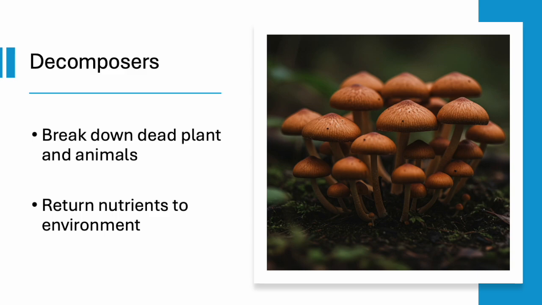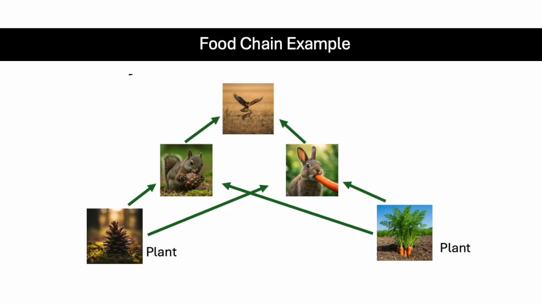Let's look at a simple food chain. Here, the sun gives energy to the plants, which are the producers. The squirrel and rabbit eat the plants, so they're primary consumers. Then a hawk eats the squirrel and the rabbit, so the hawk is a secondary consumer.